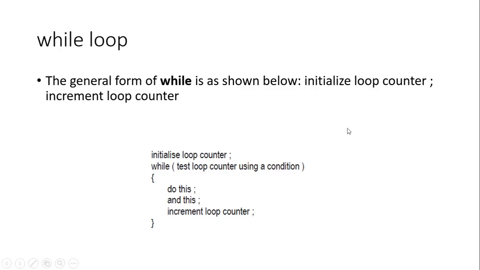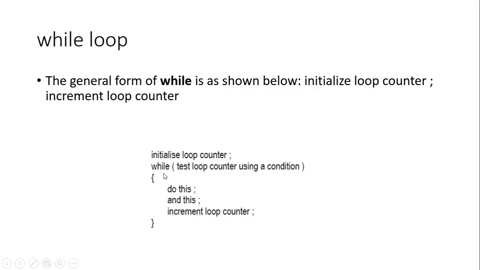First is the initialization of the loop counter. The loop counter is nothing but the variable through which we increment the value, because a loop can either be an incremented loop or a decremented loop. That means either the loop will have incrementation or decrementation. So you need a counter that will either increment or decrement. The first duty is to initialize the loop counter.